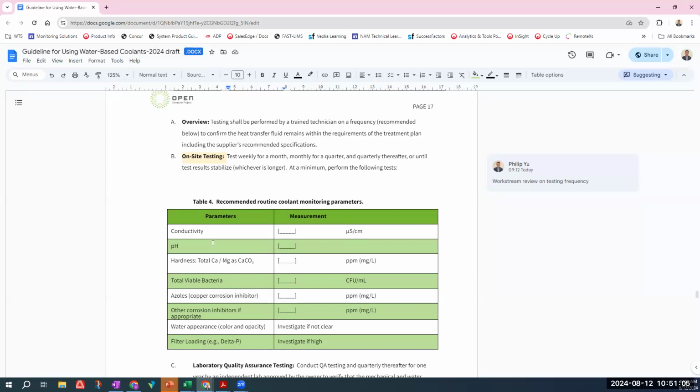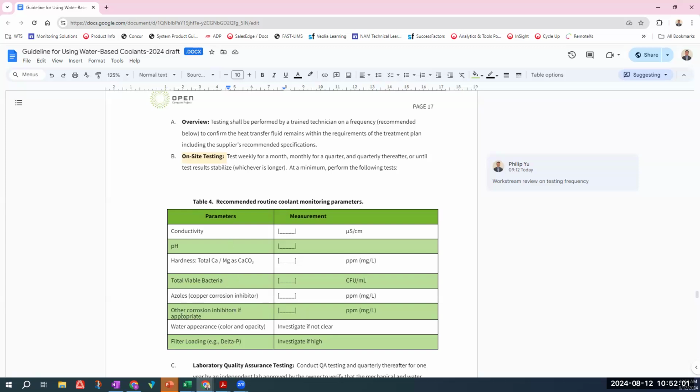But usually for water-based coolant, it requires monthly tests. And since the coolant is subject to a lot of pressure difference, it's very difficult to pull the liquid out. So usually you can only pull out a small amount, like 10 ml or less, without triggering the refill cycle. So you try to keep the testing to a minimum, and unless you want to run more advanced analysis, you don't really need to take a lot of liquid out of the system. Basically conductivity, pH, hardness, and total viable bacteria can be done within about 10 ml of the coolant. And these are the recommended tests.